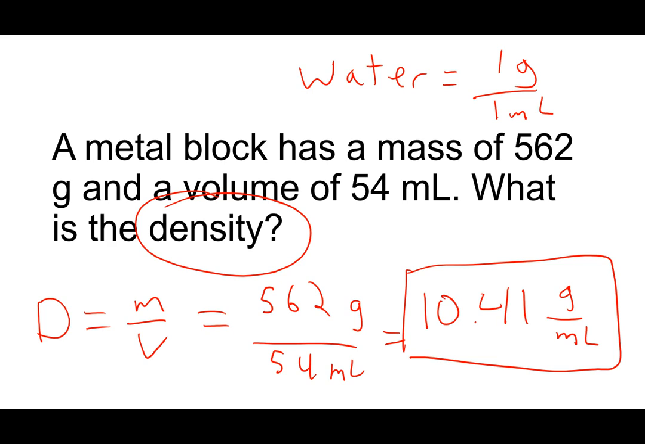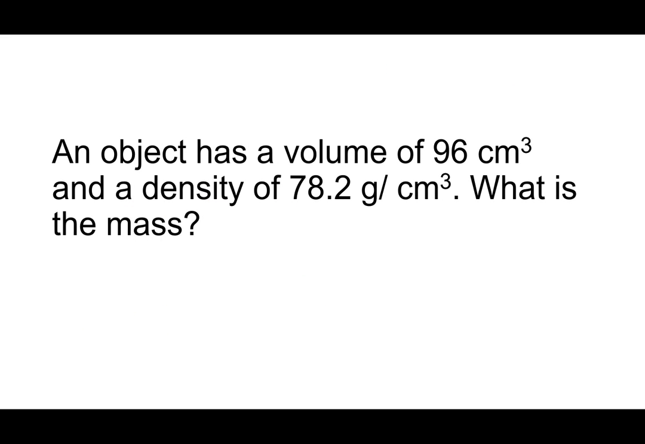Okay, let's continue on. It says an object has a volume of 96 cubic centimeters and a density of 78.2 grams per cubic centimeter. What is the mass? Notice that this time it's using cubic centimeters for volume instead of milliliters. It's looking for mass, so I just need to use my equation. Mass equals density times volume. I almost mixed it up there. That's my equation to get mass.